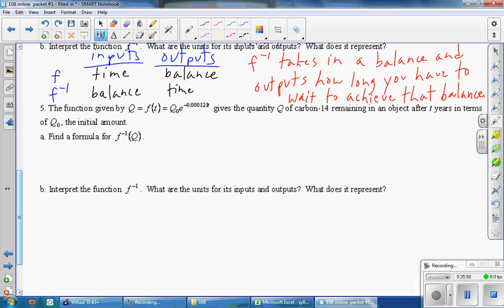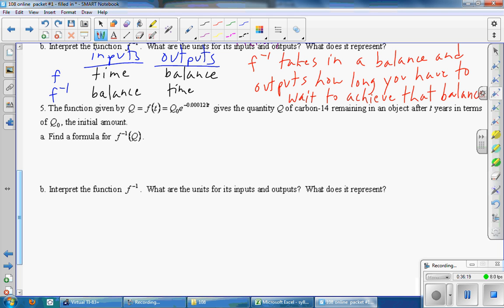Number 5. Function given by q equals f of t equals q naught e to the minus 0.0000121t gives the quantity q of carbon-14 remaining in an object after t years in terms of q0, the initial amount. A, find a formula for q inverse for f inverse of q.